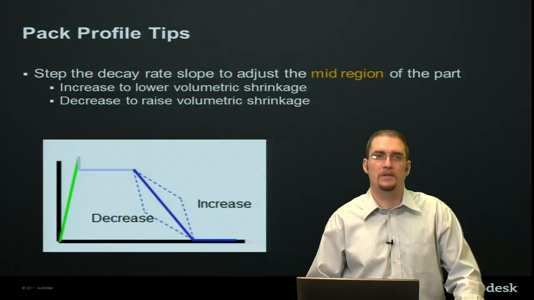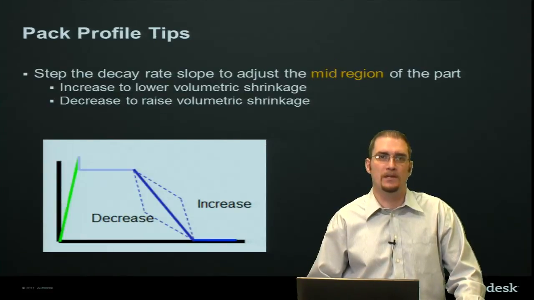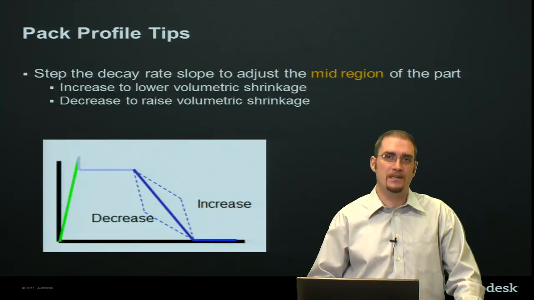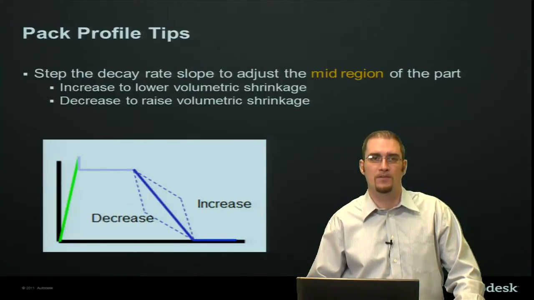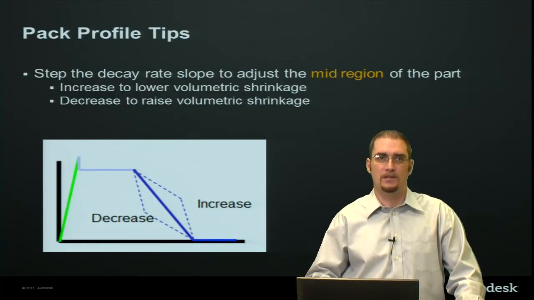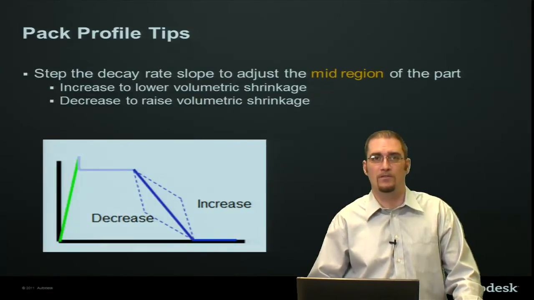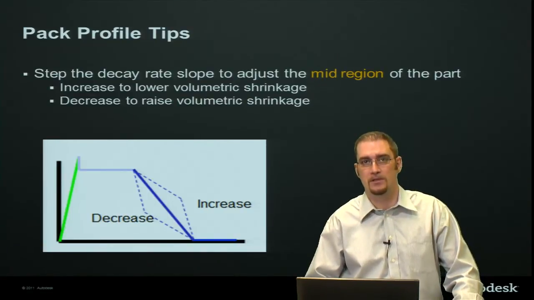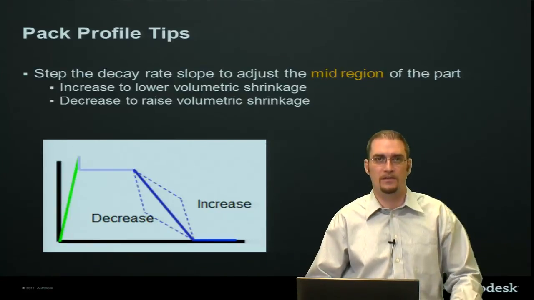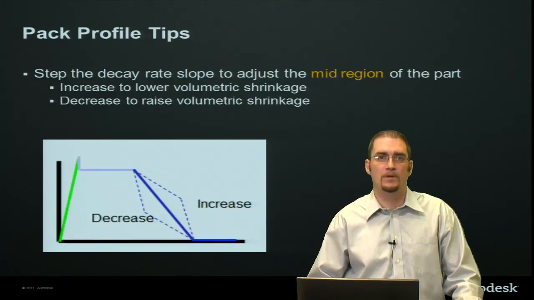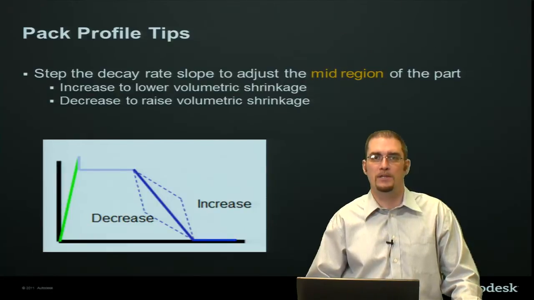Now our final tip here is going to be the mid region. To focus on that, you can put what we call a knee, or a step, in this curve. If you put a knee that increases, then you can have lower volumetric shrinkage in the mid region. If you decrease it, or have an inverted knee there, then you'll have some raised volumetric shrinkage in the mid region of the part.